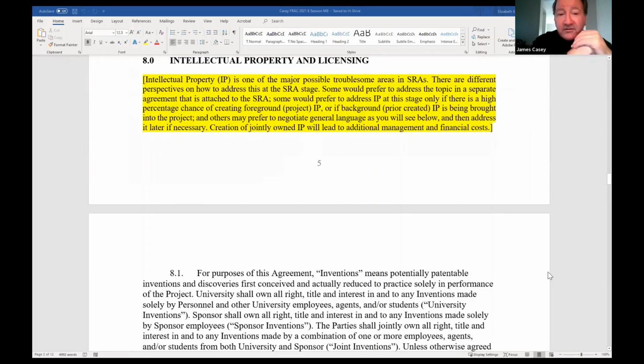And you also notice within my commentary here the distinction between background IP and foreground IP. If the sponsored research project is incorporating prior created intellectual property in the research, then you do need to have a more fleshed out 8.0. Foreground is what is created from the project. Background is what is brought into the project, and it depends what each party is bringing to the table.